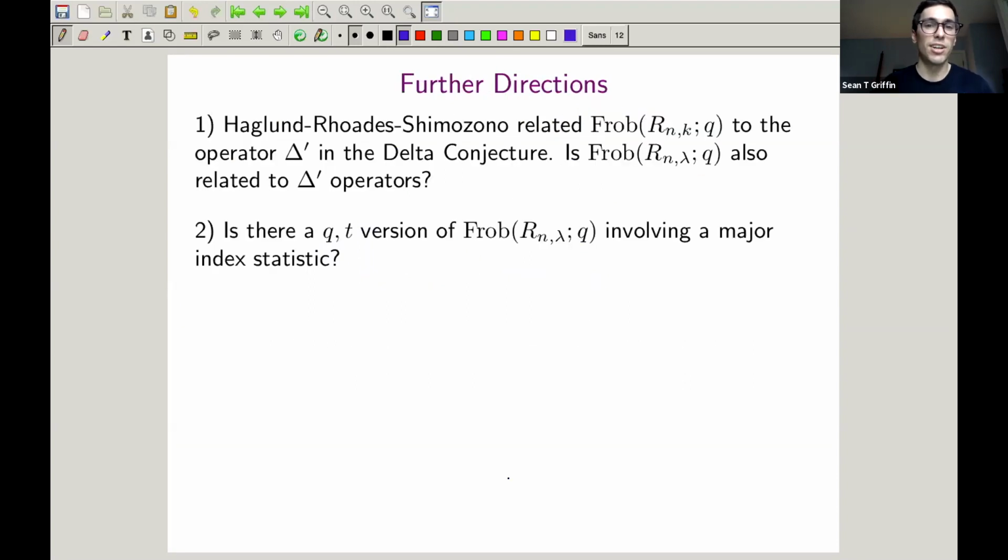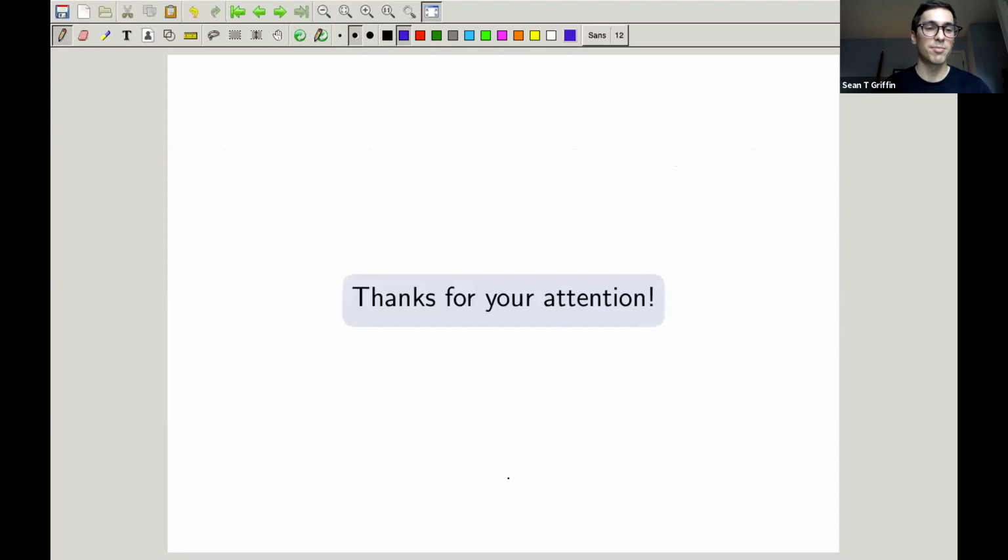And just to finish, for further directions, I would love to know if there were a delta prime analog that was related to these graded Frobenius characteristics. And along those lines, is there some kind of Macdonald polynomial version of these graded Frobenius characteristics with a q and a t parameter? Maybe that would involve generalizing the major index statistic. So thanks a lot for your attention.